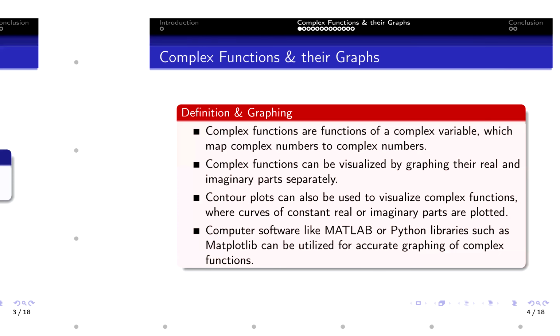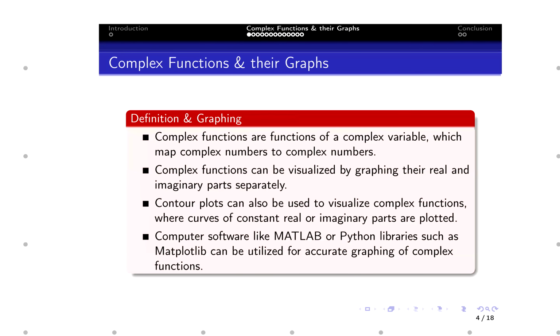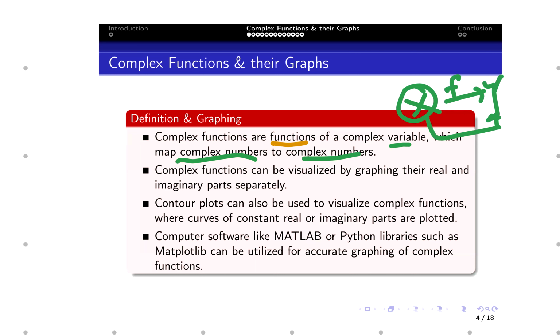Complex functions are functions of a complex variable, which map complex numbers to complex numbers. So just like we did in the case of functions of real variables, where we said that f is a function which maps x to y. There it was mapping real to real, but here you're mapping complex to complex. So you have the inputs, which is the independent variable, and you have the output, which is the dependent variable.